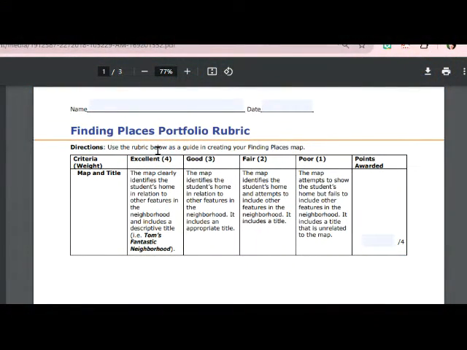Okay, so we always want to aim for this category, right? Number 4, that means excellent. You have everything that you need. So map and title. The map clearly identifies the student's home in relation to other features in the neighborhood and includes a descriptive title. So that means make sure you have that title. The example they gave is Tom's Fantastic Neighborhood. And make sure that you've drawn other things on your map too, right? That way you can talk about the relative location when you get to your writing assignment.